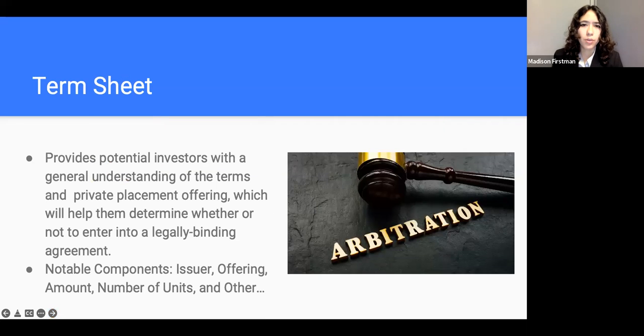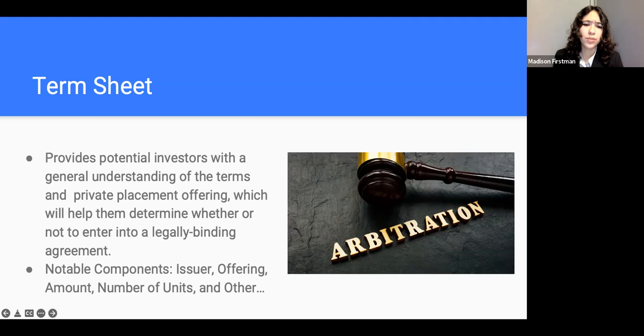Now let's talk about a term sheet. A term sheet is sometimes given in addition to a PPM, or sometimes it's included within a PPM. Essentially, it describes the terms and conditions of the product offering. Generally, it is not legally binding, but it gives an overview for investors as to what they can expect if they choose to enter a legally binding contract with the firm at a future point.